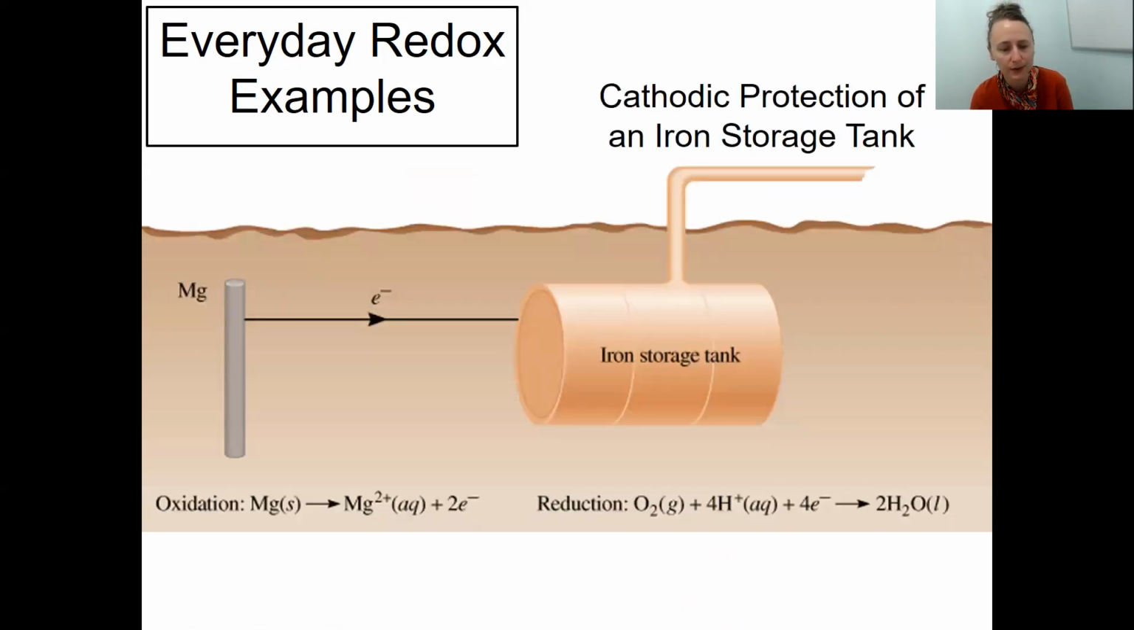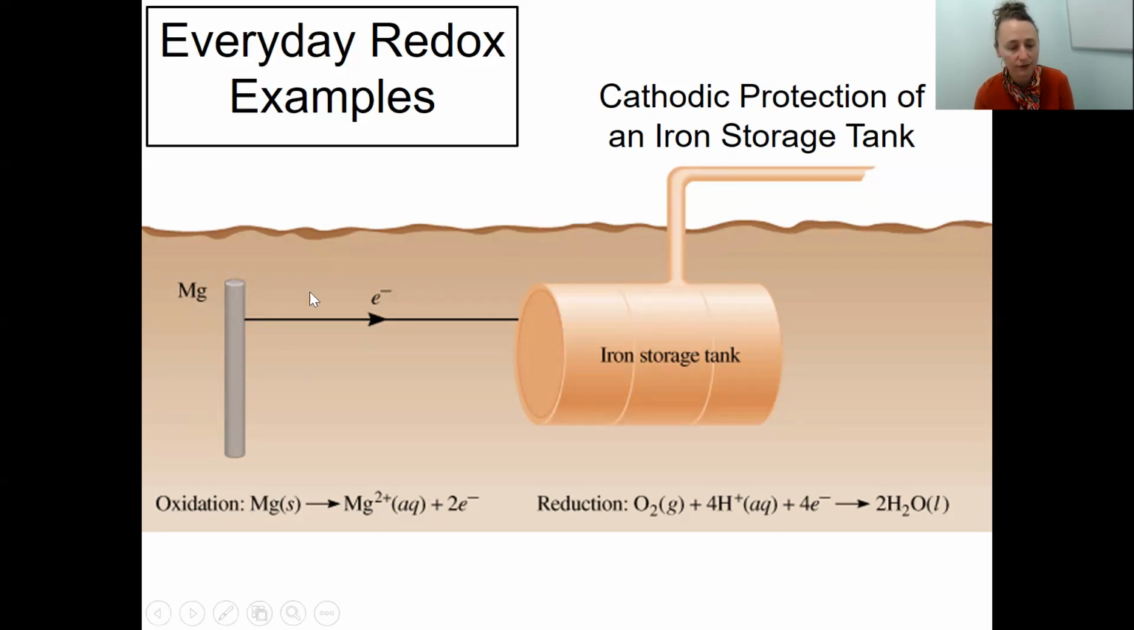One last example is cathodic protection of an iron storage tank. So iron does rust because it gets oxidized. But if you can actually use another metal that's more reactive, like this magnesium is very reactive, it can supply electrons to the iron storage tank to allow it to be prevented from oxidizing. So therefore it would not generate holes and leaks and things like that into the ground.